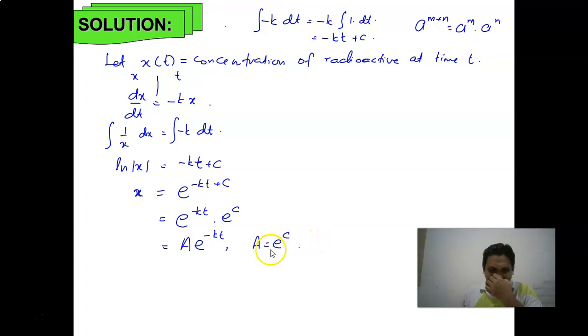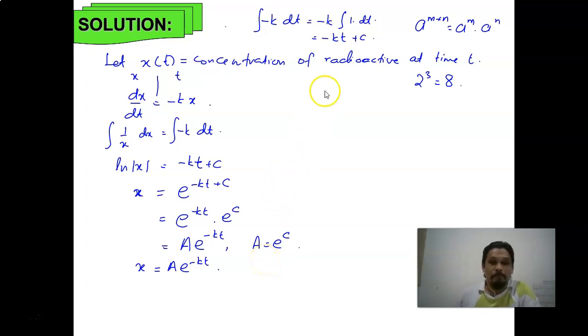Okay, e is a constant and c is a constant, so we replace these two with a single constant, just like 2 to the power of 3. That is 8, right? So just imagine that e to the power of c equals a here, as an example, not exactly the same as this one. So then, x equals a e to the power of negative kt.